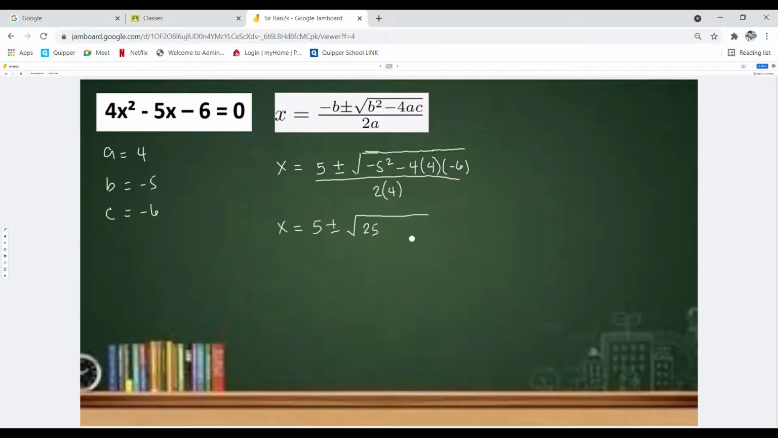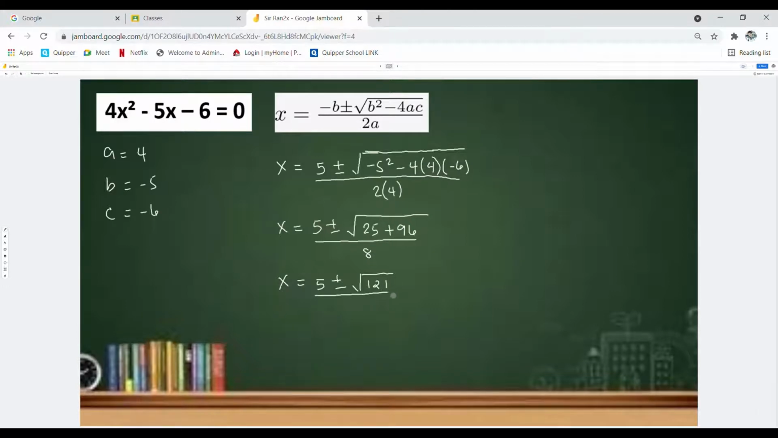times -6 is +96. Because negative, it's a positive. Okay, over 8, because 2 times 4 is 8. Now next is, you simplify your radicand. Okay, so you have 5 plus minus, add that, that's equal to 121.